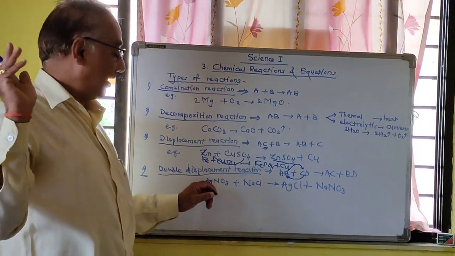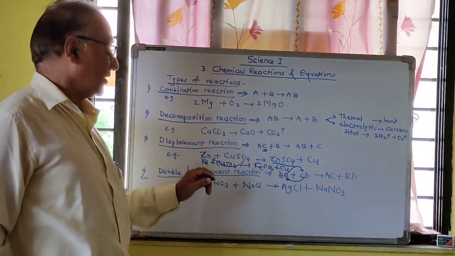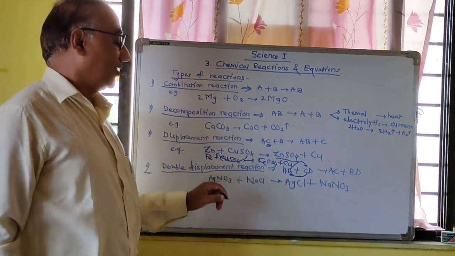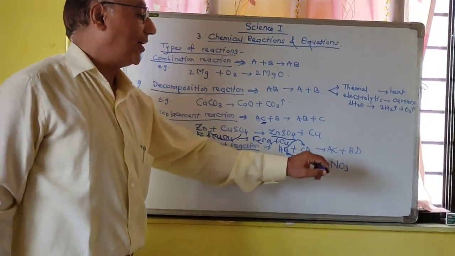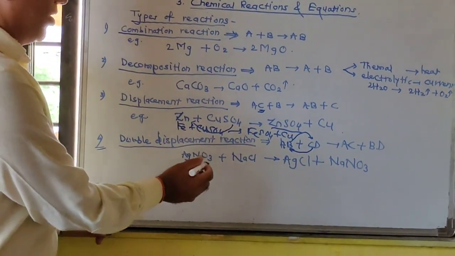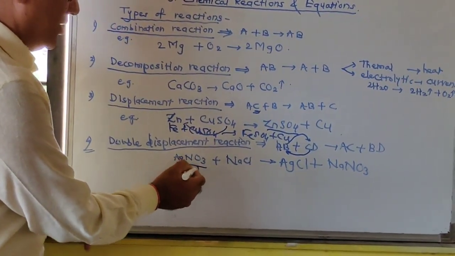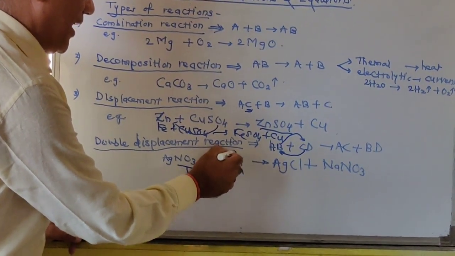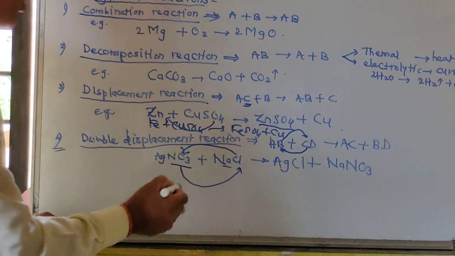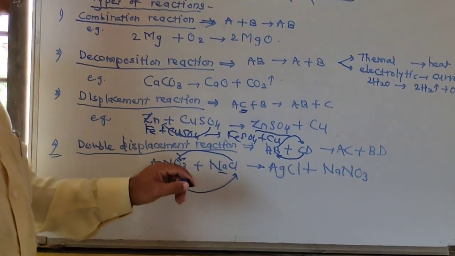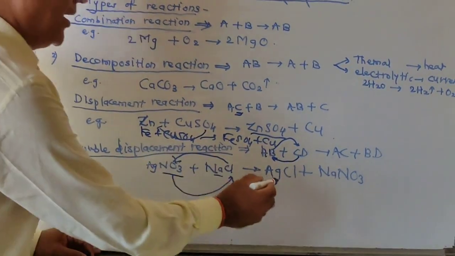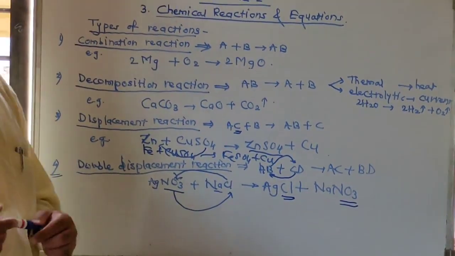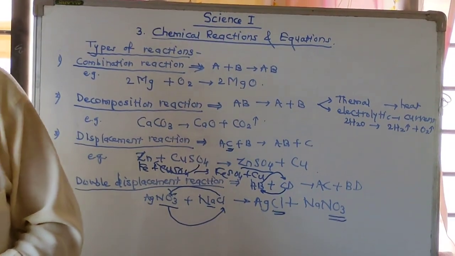Now let us see an example of double displacement reaction. Silver nitrate, when reacted with sodium chloride, forms silver chloride and sodium nitrate. Here we find that NO3 is attached to the Ag, and Na and Cl take the place of the nitrate group, that is the NO3 group. So we get AgCl and sodium nitrate. These are the four types of chemical reaction.